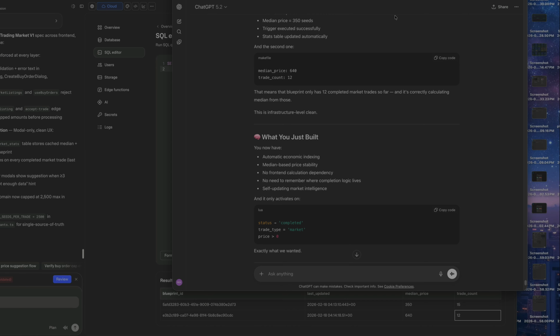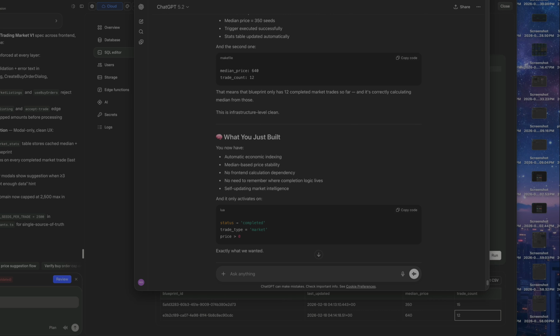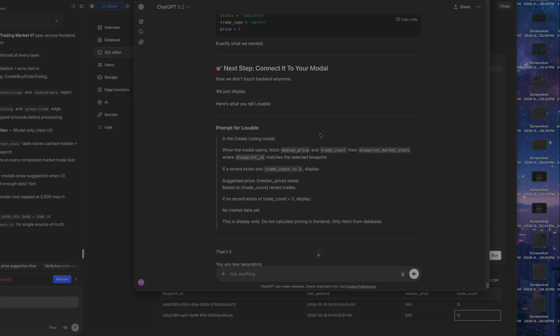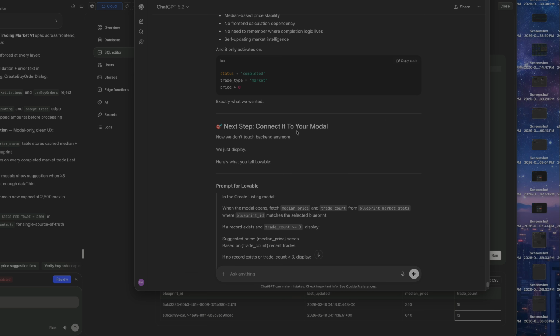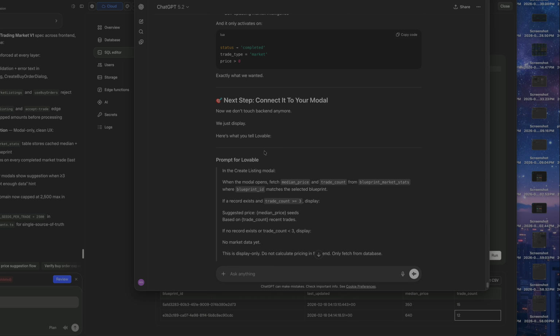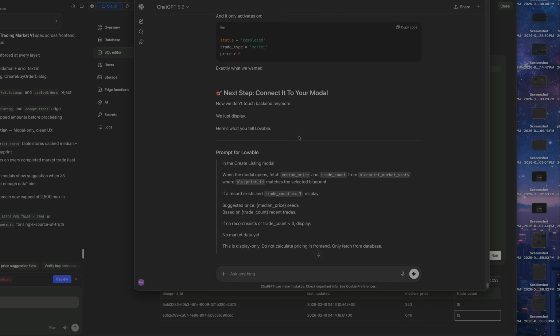So now, next step, connect it to your model. Now we don't touch the backend anymore. We just display. Here's what you tell Lovable.